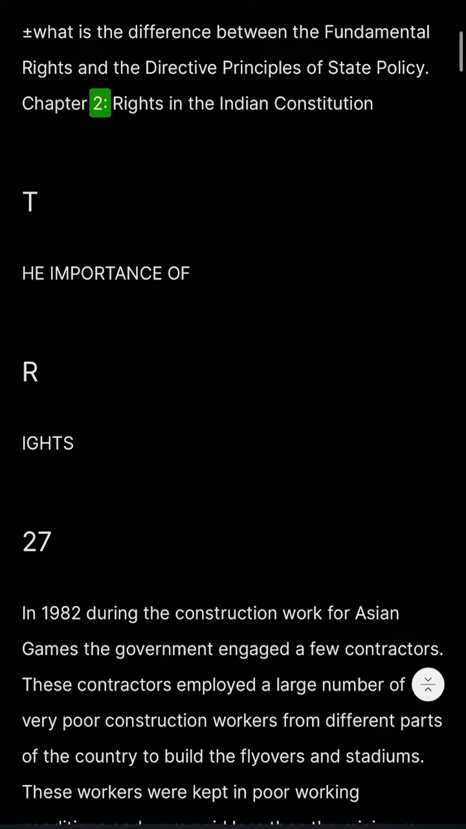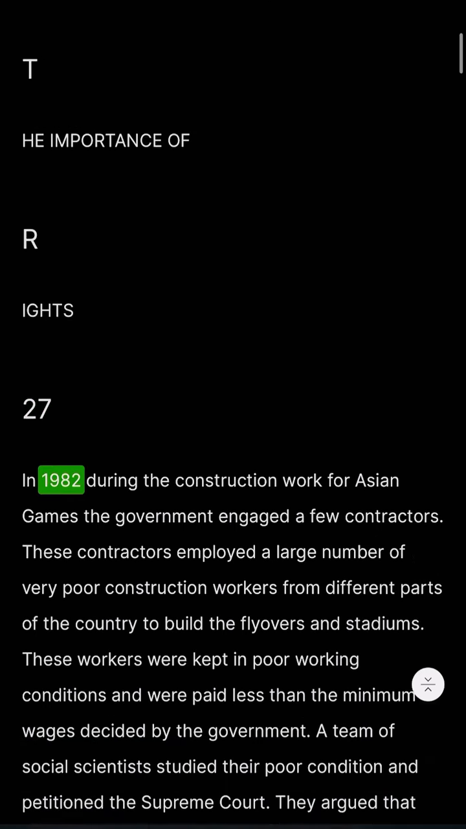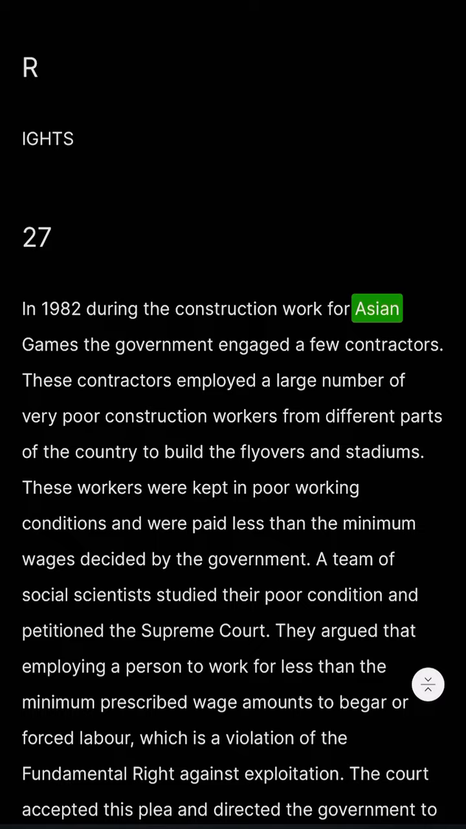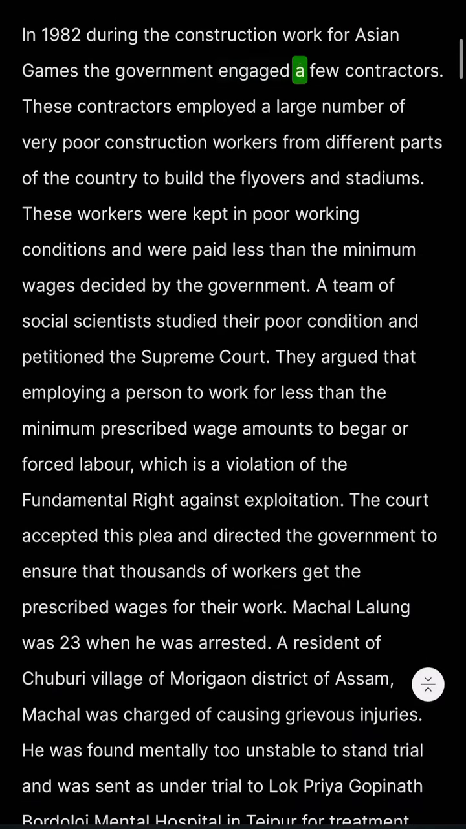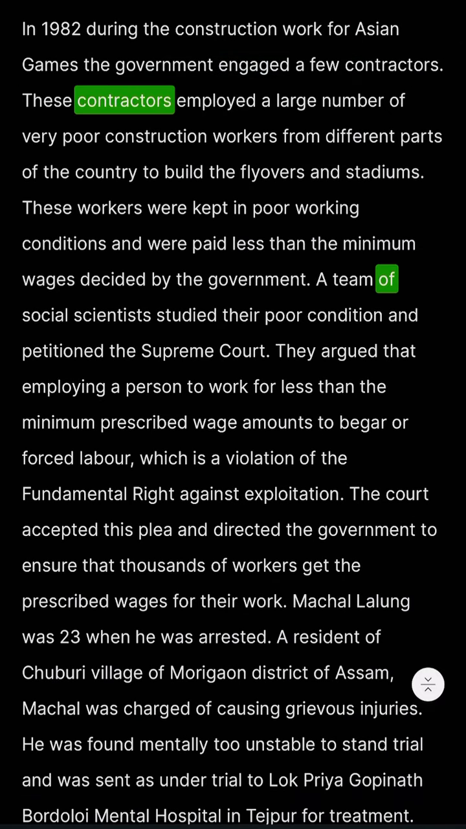Chapter 2. Rights in the Indian Constitution. Importance of rights. In 1982, during the construction work for Asian Games, the government engaged a few contractors. These contractors employed a large number of very poor construction workers from different parts of the country to build the flyovers and stadiums. These workers were kept in poor working conditions and were paid less than the minimum wages decided by the government.